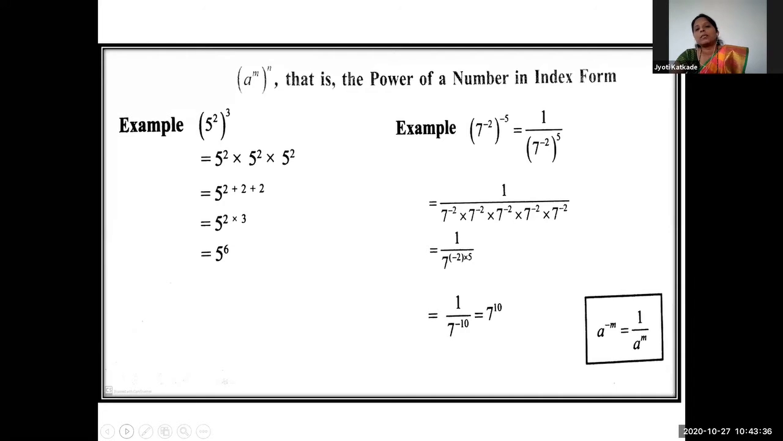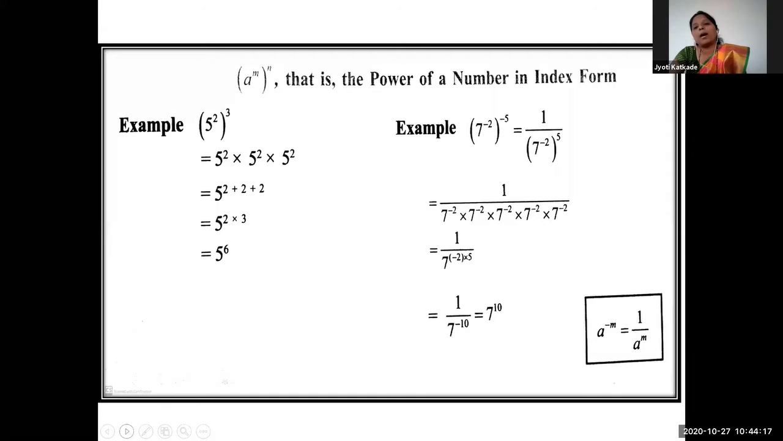Now the second example is (7^-2)^-5. According to our rule, which we have seen yesterday, a^-m is equal to 1 upon a^m. It means if we take this value at the denominator, then the power gets positive. So (7^-2)^-5 is equal to 1 upon 7^-2 as it is, but the power -5 gets positive, that is 5.